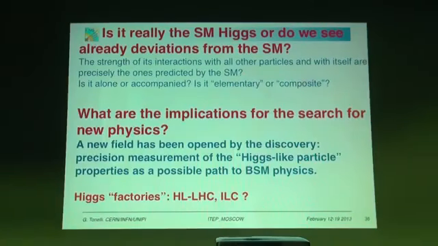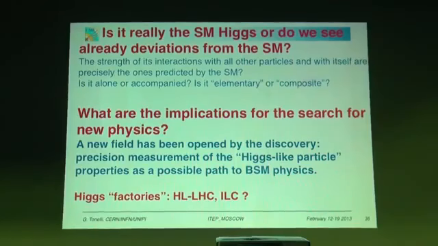First of all, we have to understand if it is really the standard model Higgs, or whether we already see deviations from the standard model, and then we would like to understand what the implications are for the search for new physics. In some sense, a new field has been opened. Now we have a new particle, extremely sensitive to the coupling to any other state of matter, the matter that we know, and also the matter that we have not yet discovered.